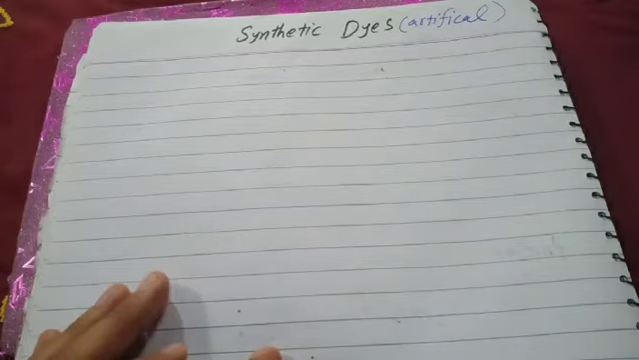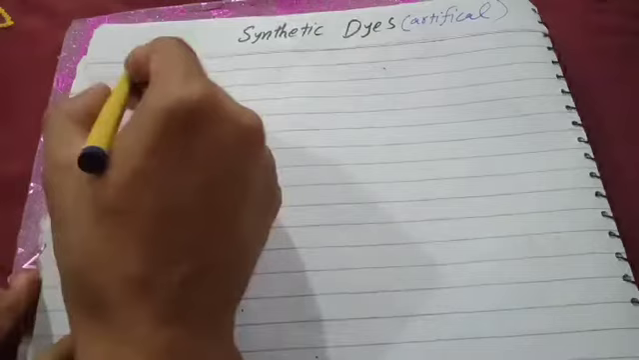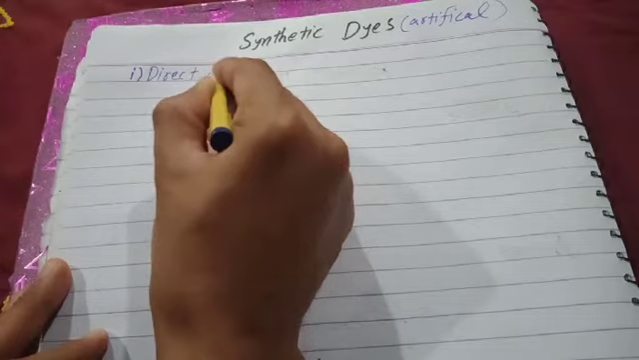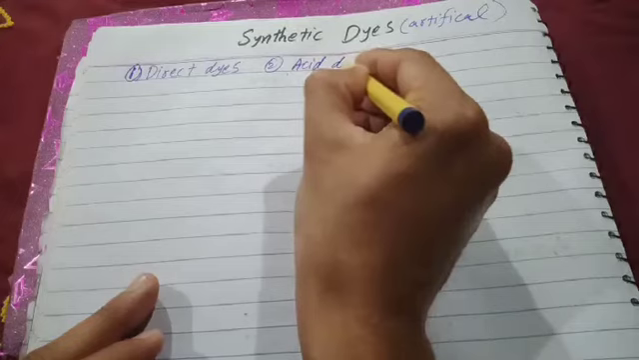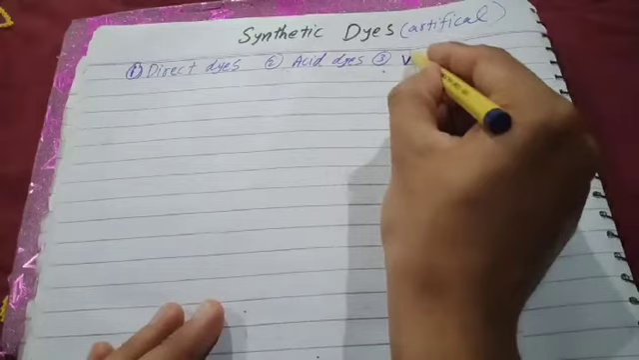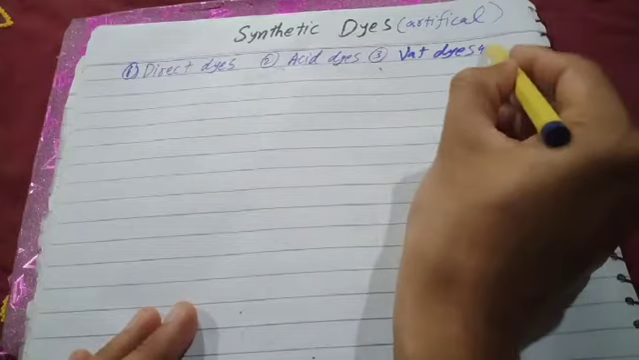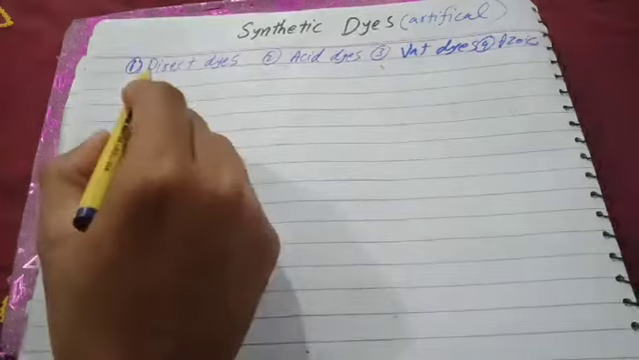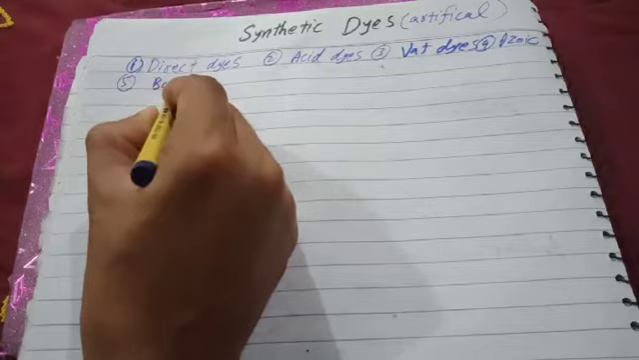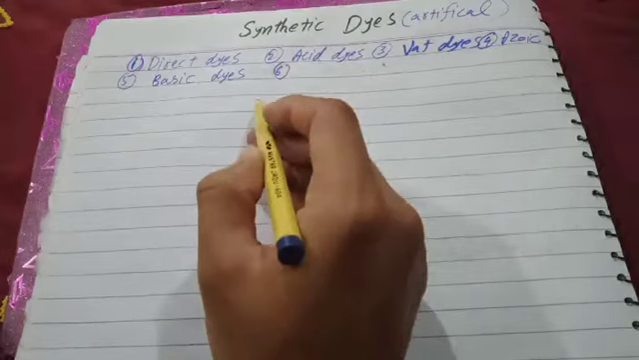Synthetic dyes are further classified into different groups: number one, direct dyes; number two, acid dyes; number three, vat dyes; number four, azoic colors; number five, basic dyes. We will discuss these. Number six, reactive dyes.